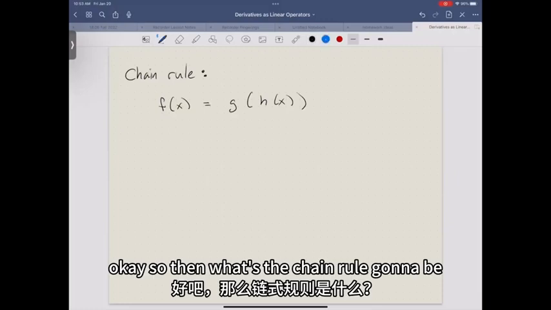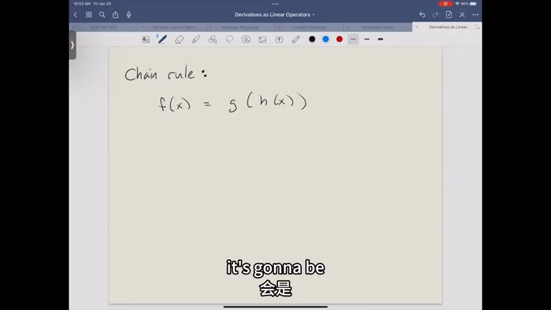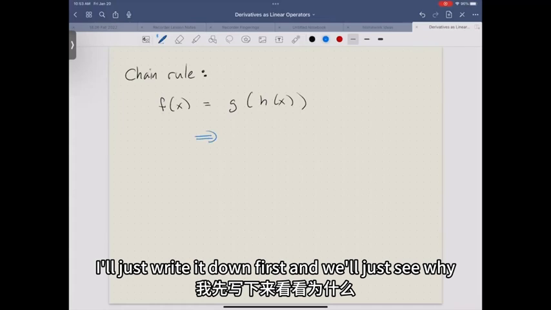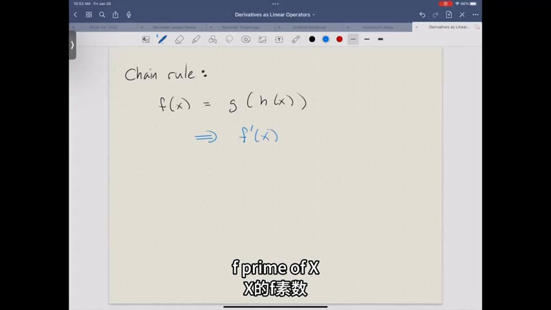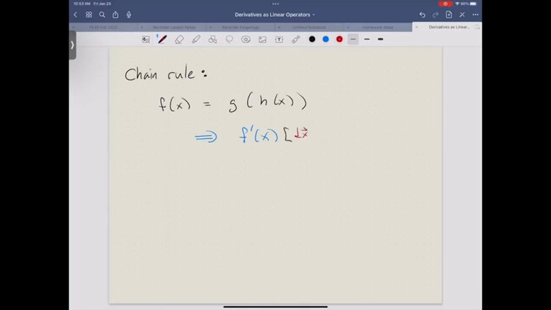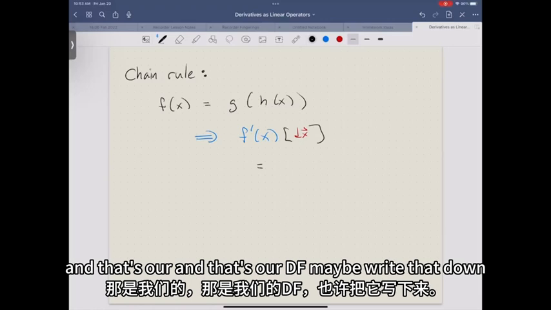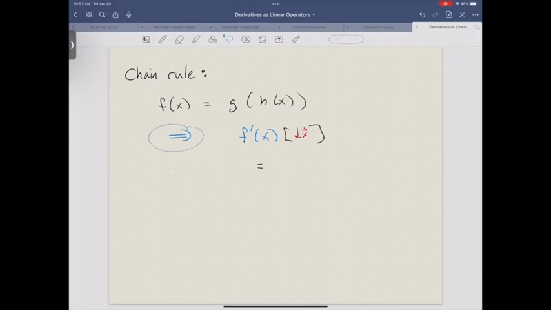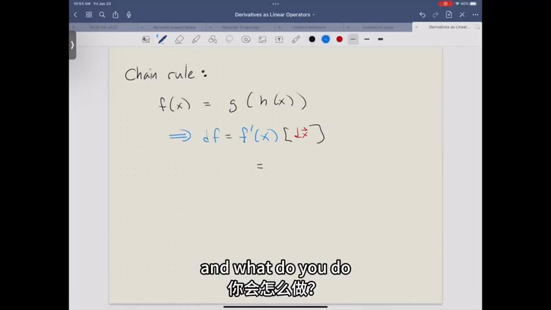Okay, so then what's the chain rule going to be? I'll just write it down first and we'll see why. f prime of x, right? That is a linear operator acting on a dx, and that's our df. Let's maybe write that down. df equals that.